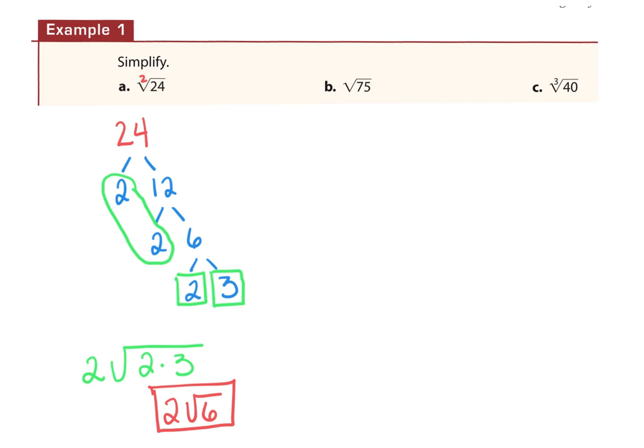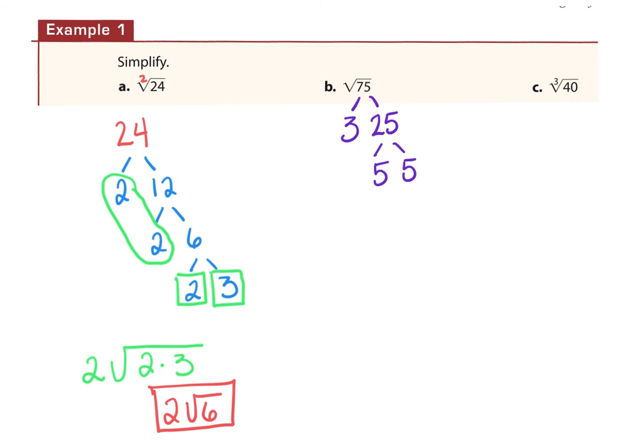Okay? Let's look at the next one. We'll do several of these, and then you're going to do some on your own. All right? I'm going to do prime factorization here. So 3 times 25, 5 times 5. What is my index here? 2, right? If you don't see one, it's a 2.